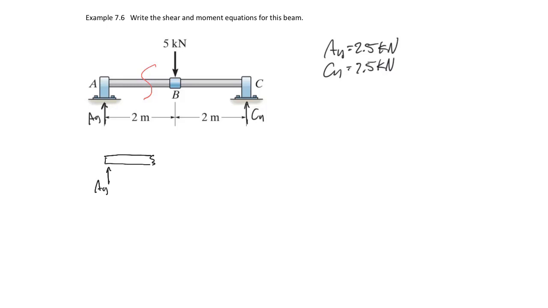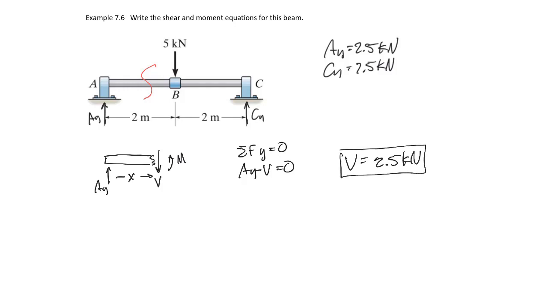And there are no other forces applied here, so I'm just going to put the shear and the moment. This is actually going to be as a function of x going from some point, and I'll call it the reference point there. To find out the shear, we do sum of the forces in the y is equal to 0. So I have AY minus shear is equal to 0. So shear here is equal to 2.5 kilonewtons. It's positive in the direction that I drew my arrow, so that's good.